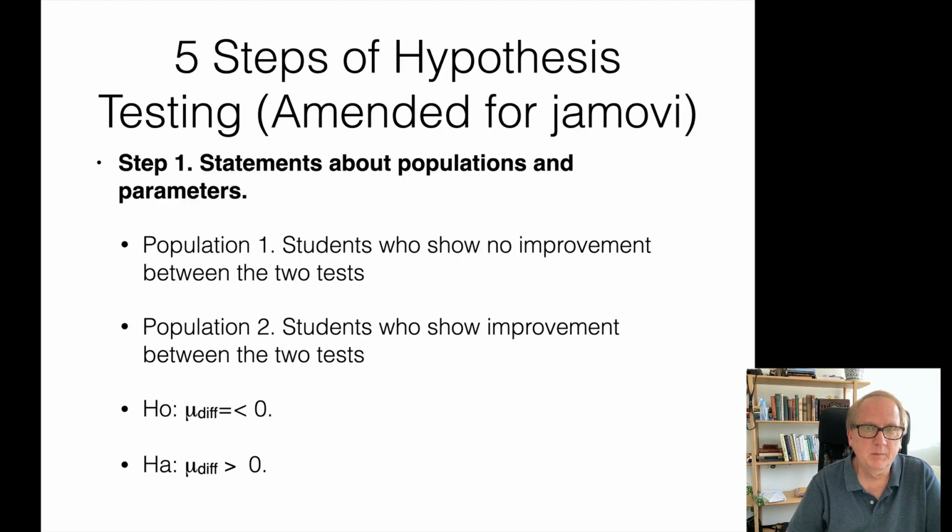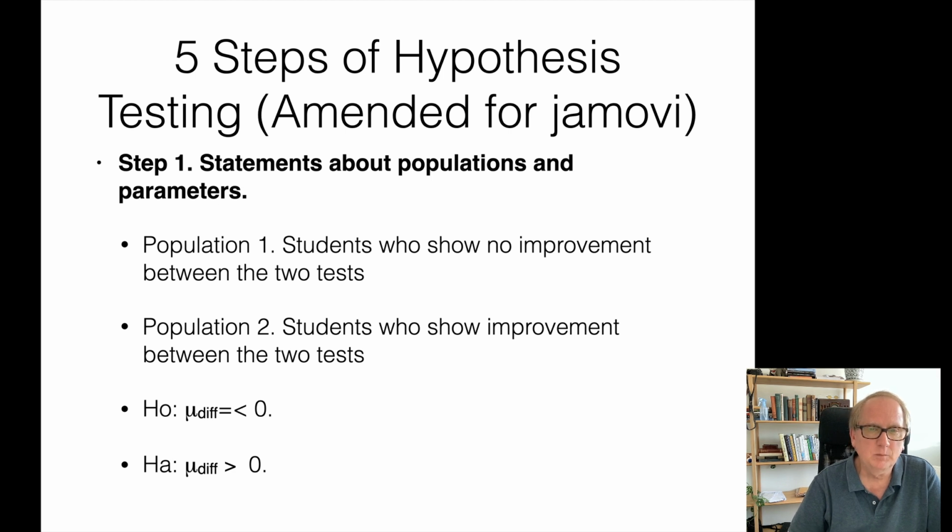So let's set this up again with our 5 steps of hypothesis testing, again, amended for Jamovi. So step 1 is to make some statements about the populations and parameters. And remember, we're really thinking again here about the differences between test 1 and test 2. So population number 1 is going to be students who show no improvement between the 2 tests. That would mean that there's really no difference between test 1 and test 2, whereas population 2 is students who show an improvement between the 2 tests.